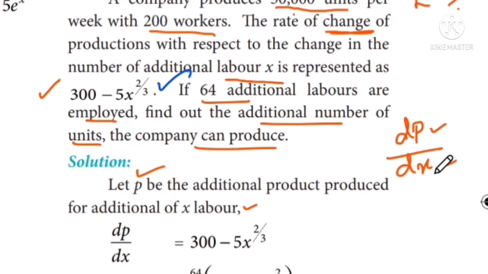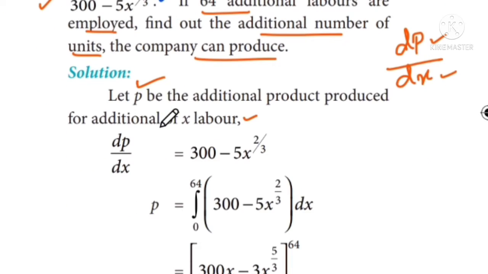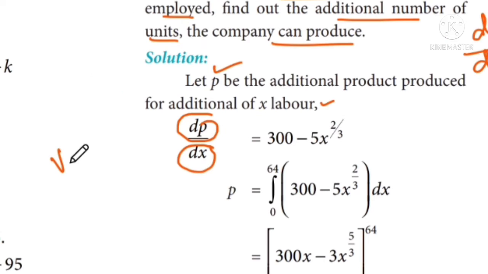Usually they say with respect to time, but here with respect to the laborers it is given as 300 minus 5x to the power 2 by 3. So we have to first find the P. So we are going to separate the variables. You have dP here and take dx to the other side because x is on this side. This is called variables separable.